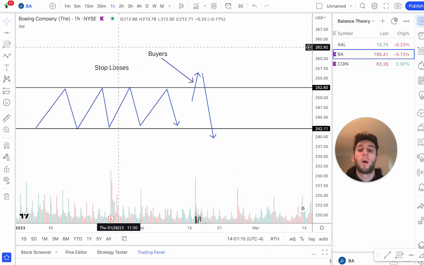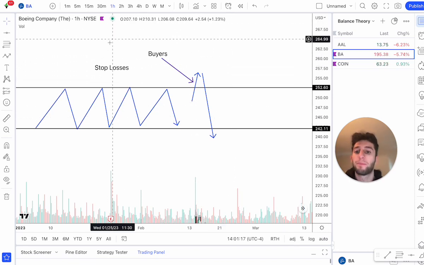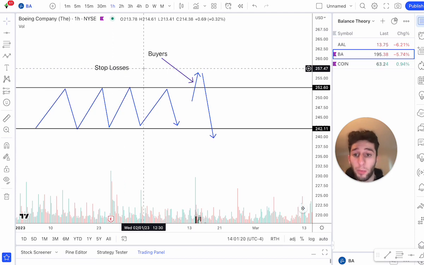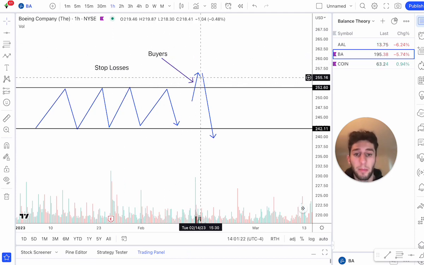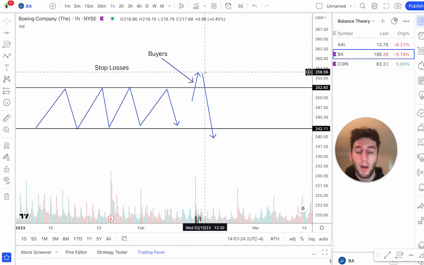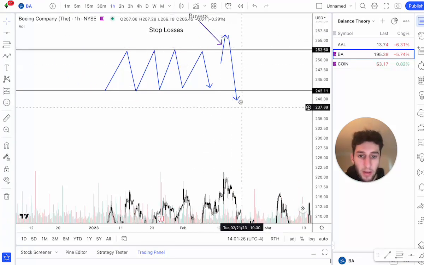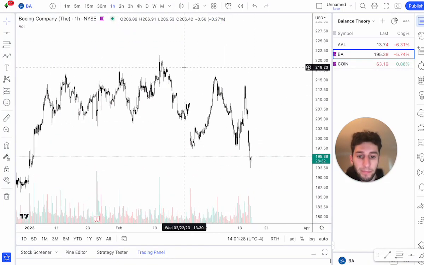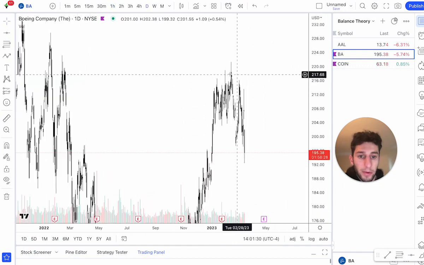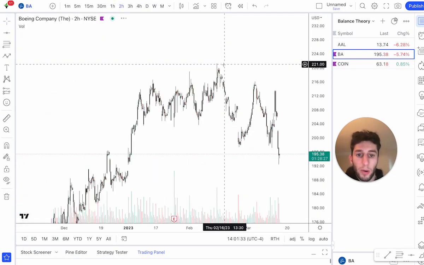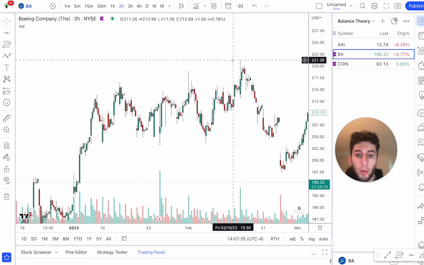Okay, now I just explained how the trade works behind the scenes with the stop losses and what's actually happening. I'm going to go ahead and show you some different examples now of how to actually trade it. Okay, so let's take a look at Boeing. We're going to go on the daily time frame here. Actually, we're going to go on like a 2-hour time frame. So we can see Boeing here, right?